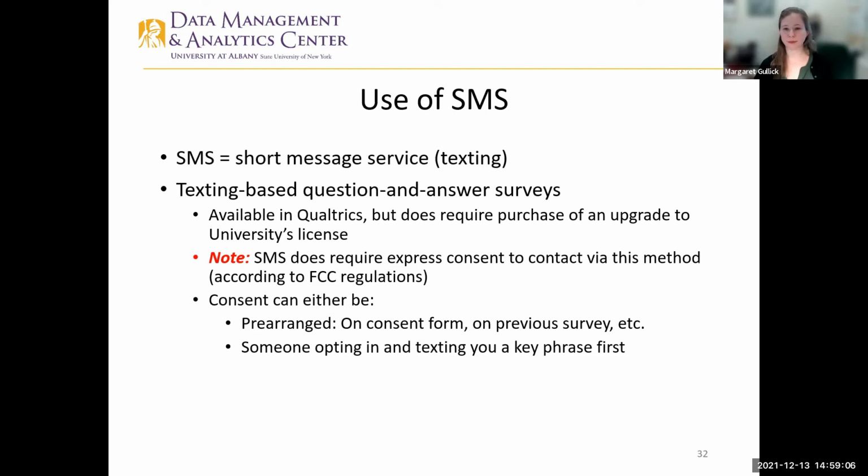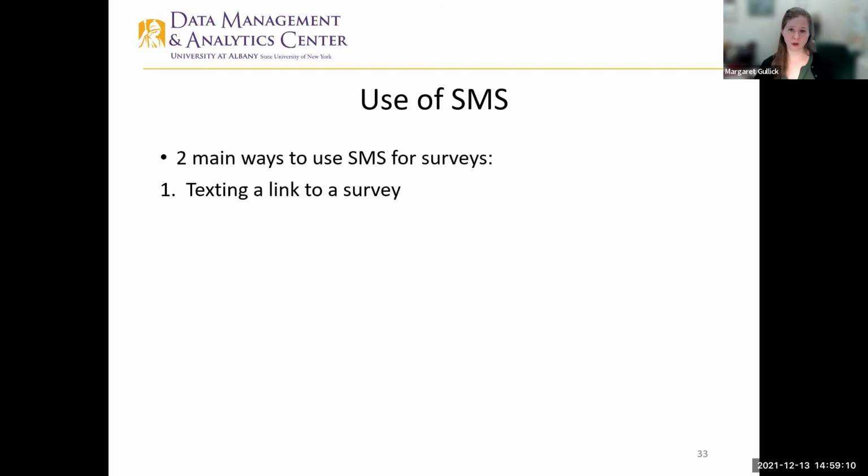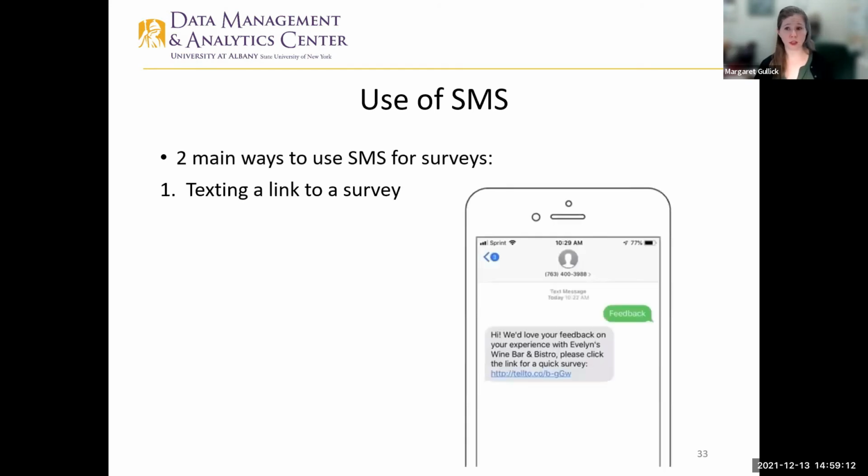But there are two main ways to do texting surveys. For one, you can text a link to the survey. In this example, someone has texted a number a key phrase, here it's "feedback," and they get a response back from you automatically with a link to the survey. In this case, they've opted in, so they've given consent, and then you can respond with the survey link. You can also just text someone the link if you have that prior consent.